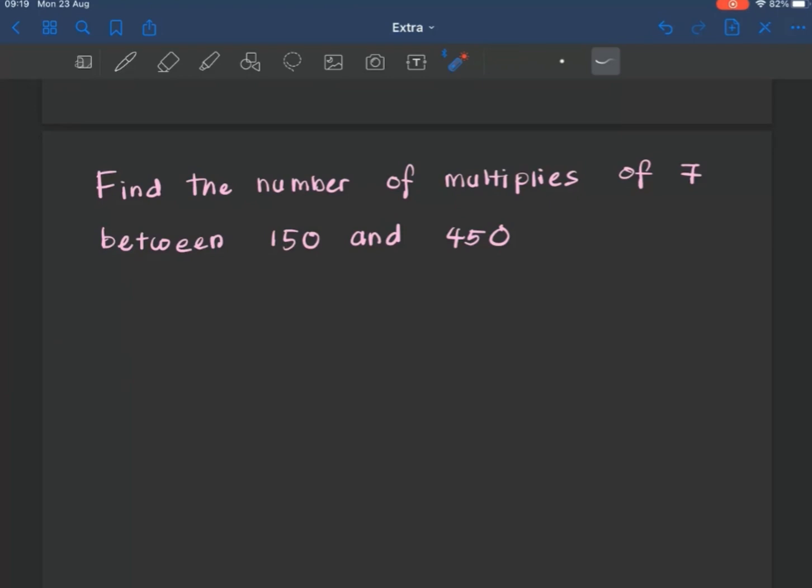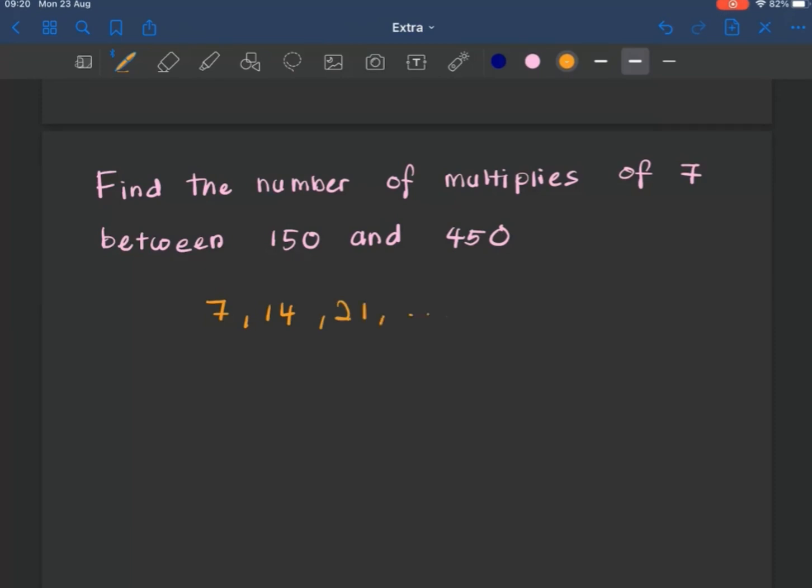Okay, find the number of multiplies of 7 between 150 and 450. Apa maksud multiplies of 7 tu? Darab kan Miss. Darab? Apa nombornya? Multiplies of 7. Dalam bahasa Melayunya apa multiplies of 7 tu? Kali kah? Samalah darab dengan kali. Apa multiplies of 7? 7 darab 7 kah? Ya, darab 7. So CV 7 kamu lah, which is kita ada 7, 14, 21 and so on.